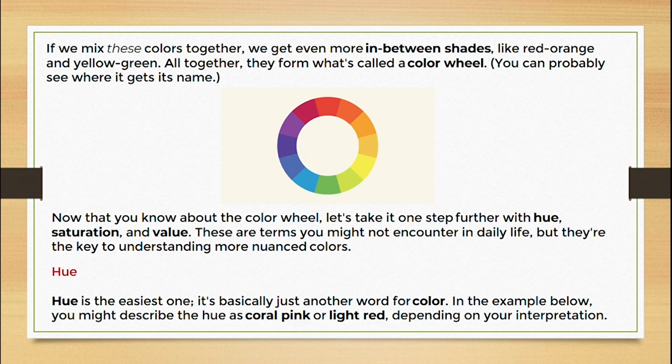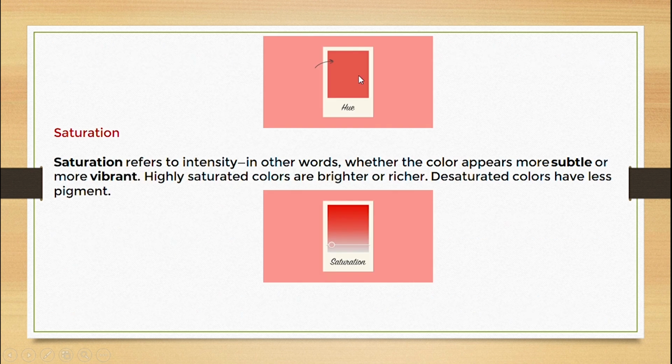So it means that this color red here, you can call it hues. If I ask you what hue this is, you can just tell me it is yellow. What hue is this? Just tell me it is green. So another word for hues is just color. In the example below, you might describe the hues as coral pink or light red depending on your interpretation. So let's see the example below. Here, the hues is red. You can call it any other color.